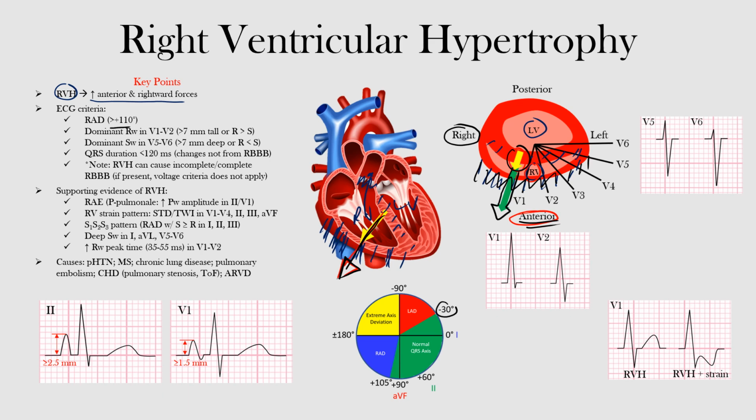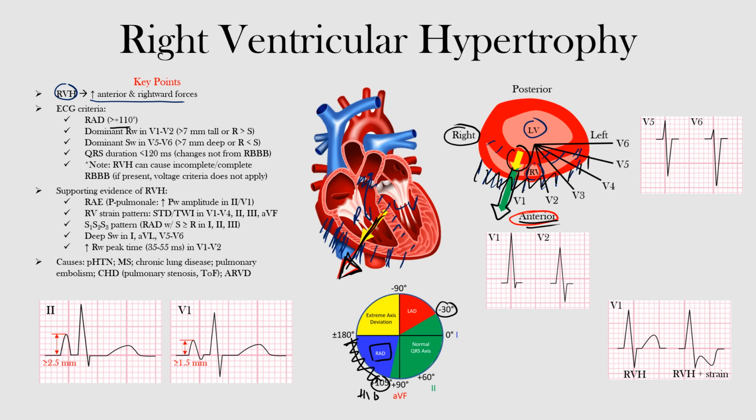Normally it's between -30 and positive 105 or positive 110, you may hear. But we are shifting everything to this rightward axis, over in this region here, because of those additional stronger rightward forces heading that way. Next, we'll see dominant R waves in the right precordial leads, V1 and V2, that will often be greater than 7 millimeters tall and have an R to S ratio greater than 1. That is a greater R wave amplitude than the S wave amplitude.